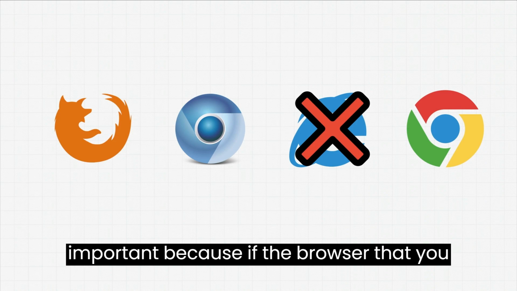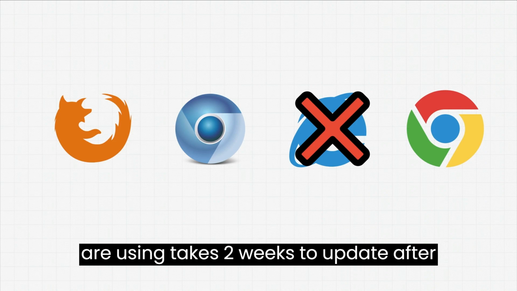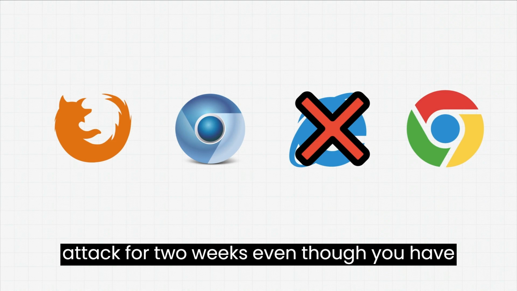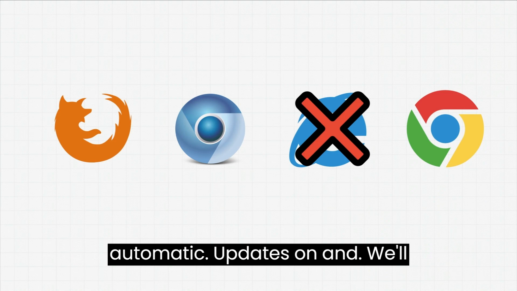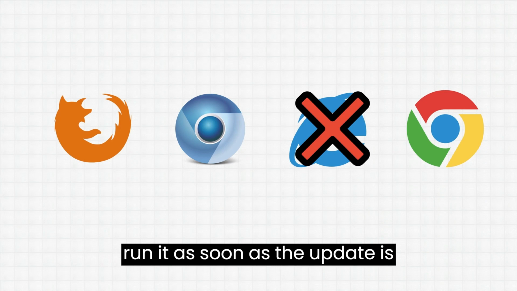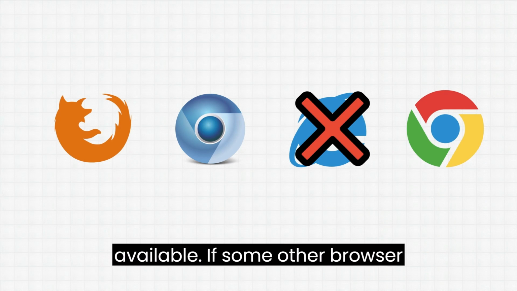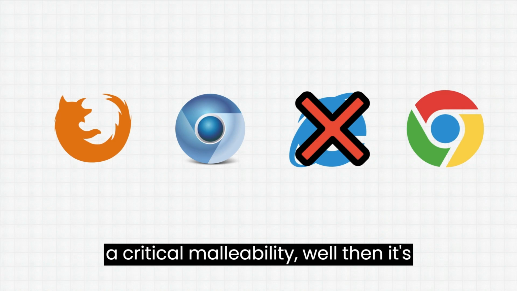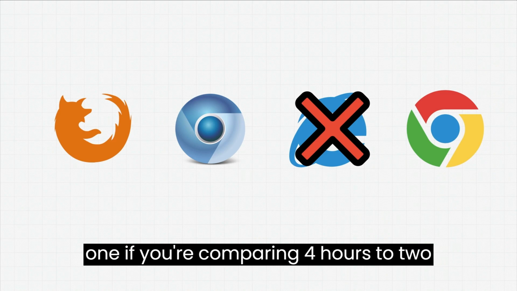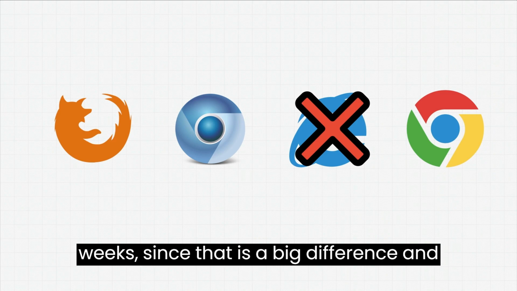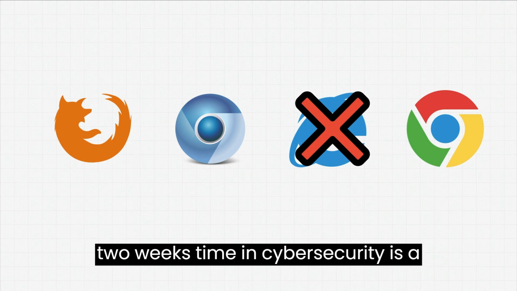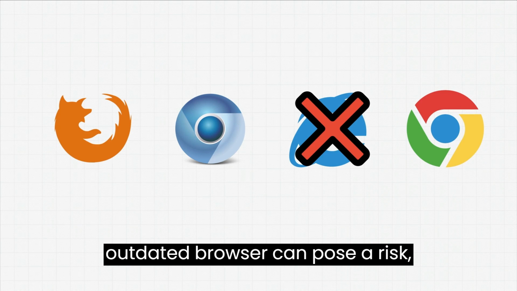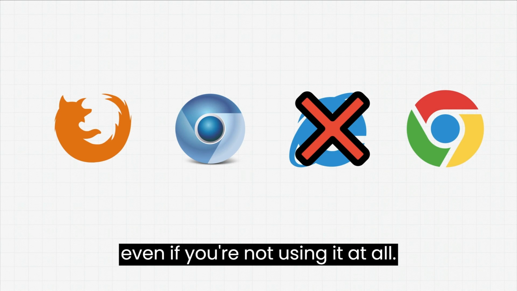This is important because if the browser that you are using takes 2 weeks to update after discovery of a certain vulnerability, that means you will be vulnerable to that attack for 2 weeks, even though you have automatic updates on and will run it as soon as the update is available. If some other browser takes 4 hours to update after discovering a critical vulnerability, well, then it's probably a better choice to go with that one, if you're comparing 4 hours to 2 weeks, since that is a big difference. And 2 weeks time in cybersecurity is a lot. Sometimes even having an outdated browser can pose a risk, even if you're not using it at all.